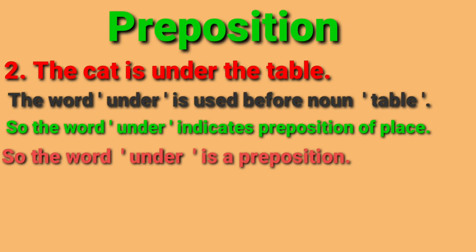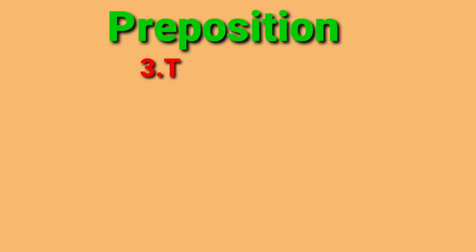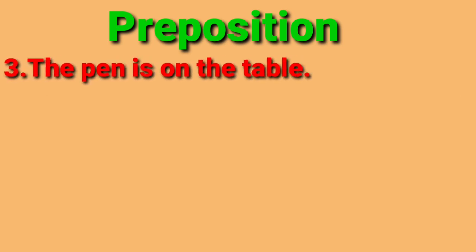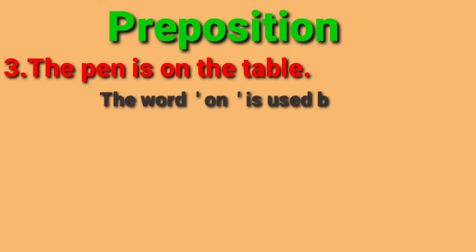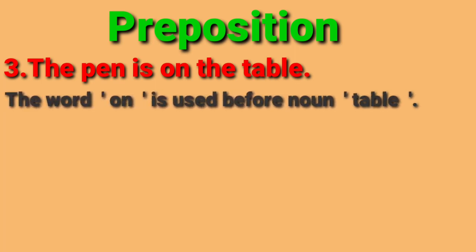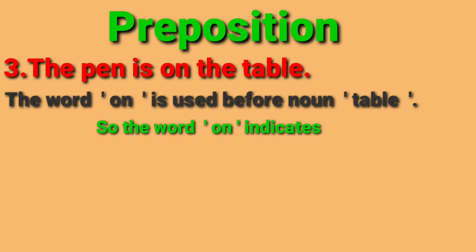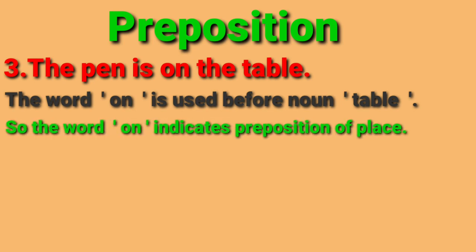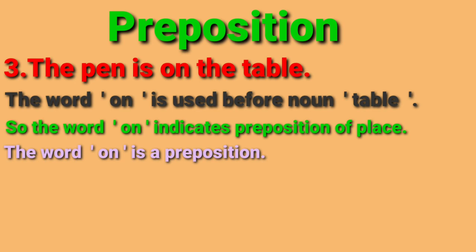Third example, the pen is on the table. Dear students, in this example, the word on is used before the noun table. So the word on indicates preposition of place. So dear students, the word on is a preposition.